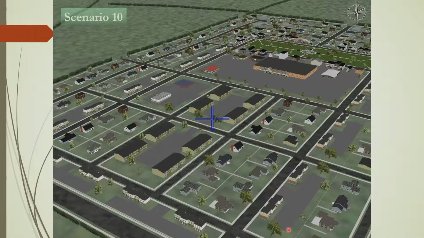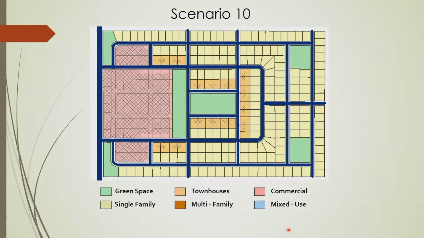You can see residential, single-family residential around the edge. You can see the townhomes. You can see a commercial district. You can see a park in the background. It gives them a much better feel for what we're talking about when we say this and when we show them a map like this.